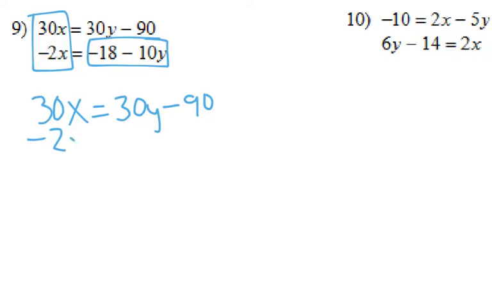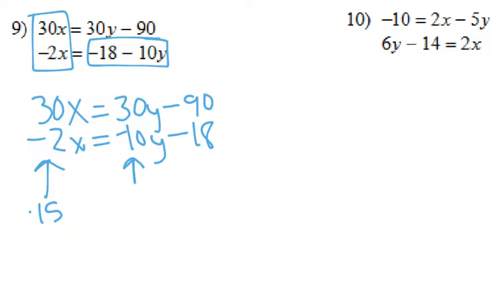So I would just go negative 2x equals negative 10y minus 18. Now if we look at this, we don't have any numbers that match up, do we? However, do we have some numbers that could become other ones? Well, can I make a negative 2 a 30? Yeah, times it by 15, right? Can I make negative 10 a 30? Times it by 3.